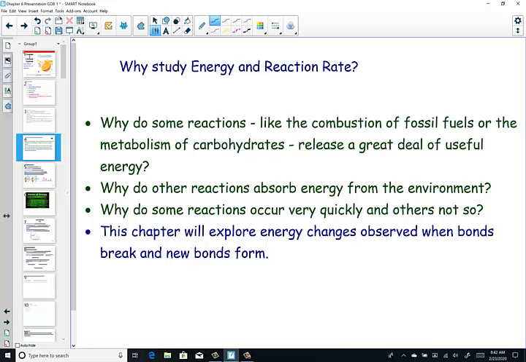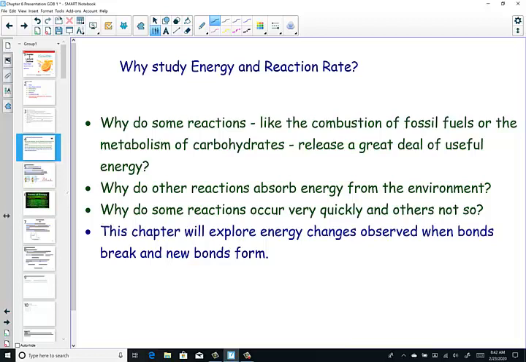So remember, why are we studying this? What is it about energy and reaction rates that devotes our time? Well, remember, some reactions, such as combustion of fossil fuels that makes our cars move, for instance, even the metabolism of carbohydrates when you eat sugars or proteins or fats, they release a great deal of useful energy.